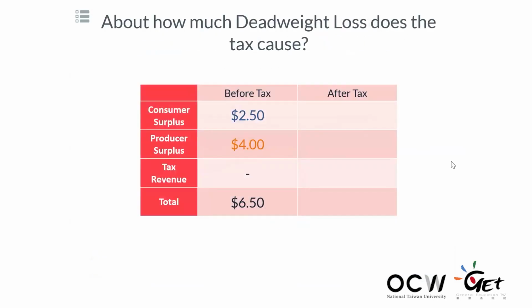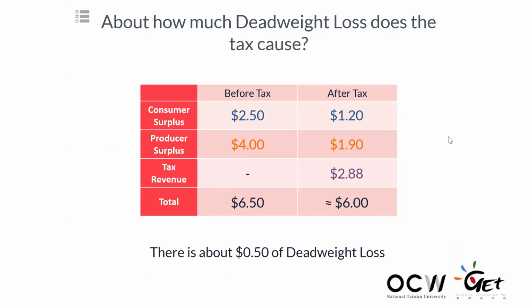So you can actually compare before and after. Before, the consumer surplus was $2.50, producer surplus was $4, total surplus was $6.50. Now with the tax revenue, the government is taking away $2.88. You can see that consumer surplus shrinks to $1.20. Producer surplus drops to $1.90. And the total surplus, even if you add back the tax revenue, is still only roughly $6. So you get a deadweight loss of 50 cents in our experiment.